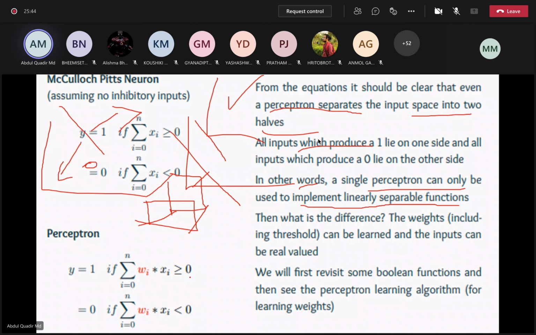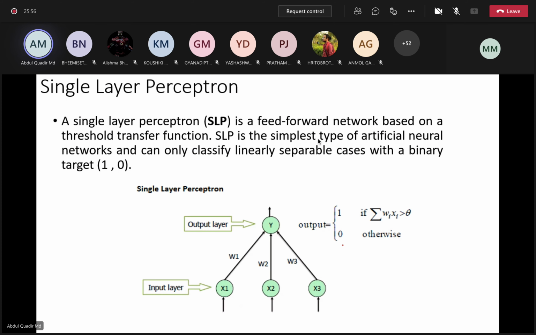What is the difference? The difference is in the weights, which can be learnt, and the inputs can be real valued. We'll first revisit some Boolean functions and see the perceptron learning algorithm. Just to make sure, I'm expanding on my single layer perceptron. A single layer perceptron is a feed forward network based on the threshold transfer.